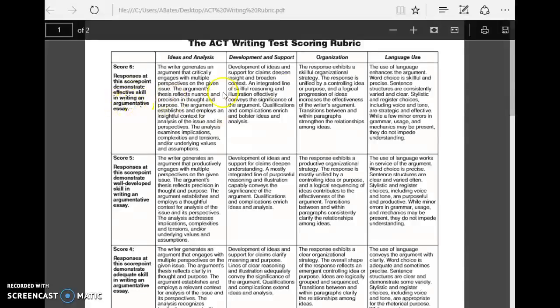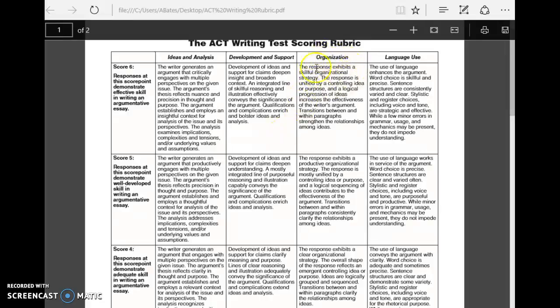So again, if you're shooting for the highest score, you've got to be not just saying, here's what the other side thinks, here's why they're right, here's why what they say is important, and then bringing it back to you, but here's why I am more right than they are. So you've got to be doing that throughout your essay, okay?